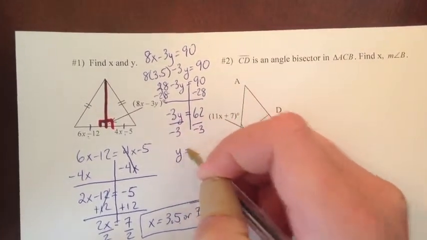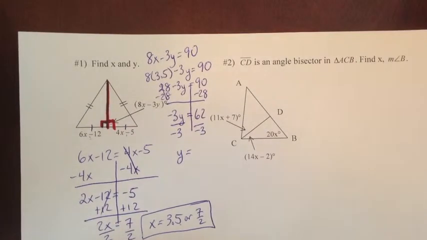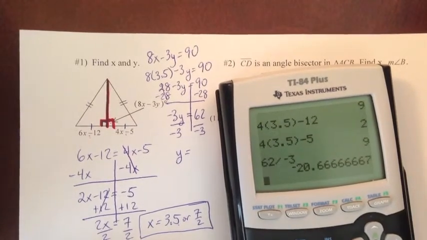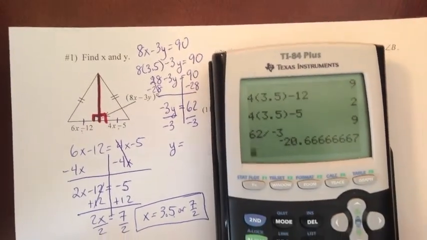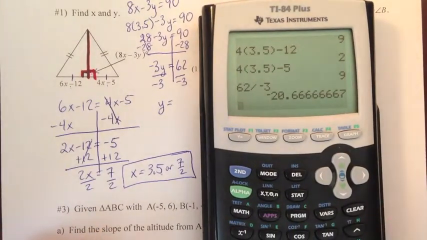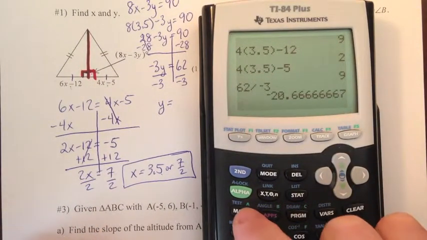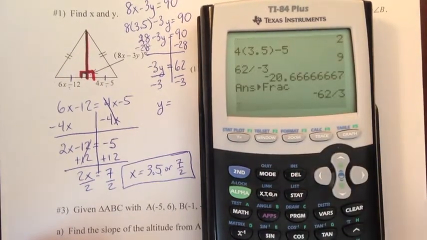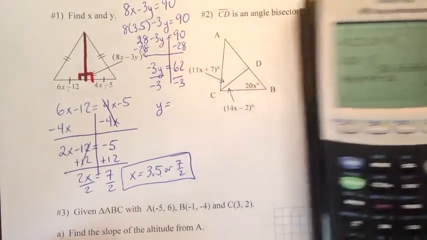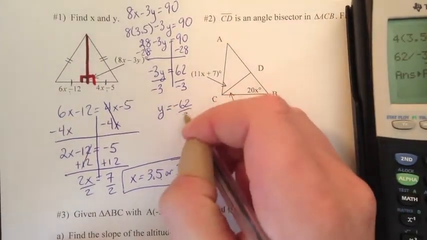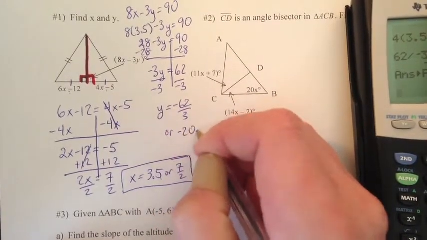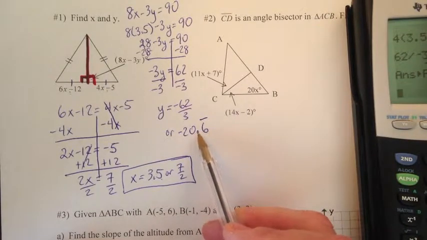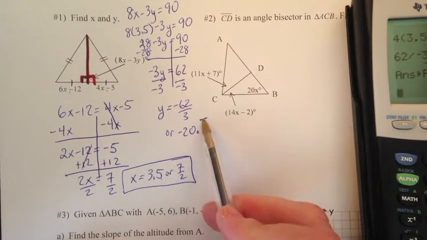Now again, this is not going to work out nicely. You're going to get a decimal. 62 divided by negative 3. Negative 20.6 repeating. Now what I can do, if I want to change it back to a fraction, I can hit the math button right below the green alpha key. Math. Number 1 is a fraction. Enter, enter, and we get negative 62 over 3. Okay, so I can say negative 62 over 3 or negative 20.6 repeating. Don't round it. Don't say negative 20.1. Don't say negative 20.7. We're going to write it like this.